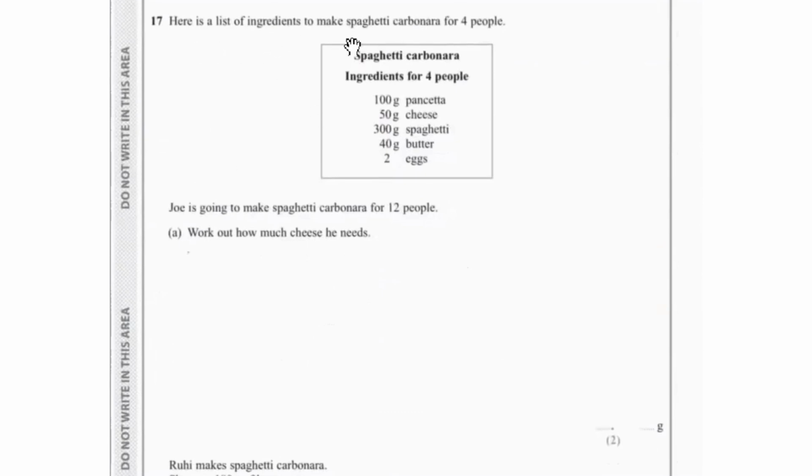Then here's a list of ingredients to make spaghetti carbonara for 4 people. Joe is going to make spaghetti carbonara for 12 people. Work out how much cheese he needs. So this is the recipe for 4 people. So for 12 people, we multiply everything by 3. So we need the cheese for 12 people. That's going to be 50 times 3, which is 150 grams. So this is the amount of cheese he needs for 12 people.